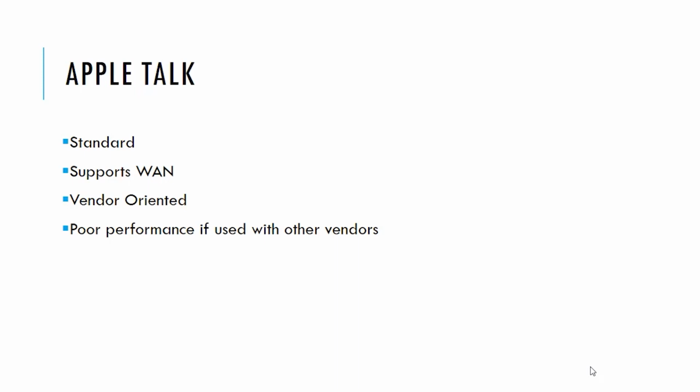AppleTalk is a standard protocol based on the ISO OSI. It supports WAN and it supports data transmission over routers, but it is very oriented towards its vendor, and it also has the same disadvantage of poor performance if used with other vendors. It worked greatly with the same vendor that made this protocol and made the machines using it, but it had a very poor performance if you changed the machines to be made by another vendor using this protocol.